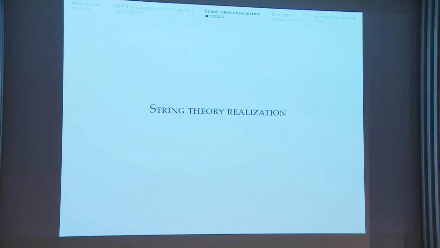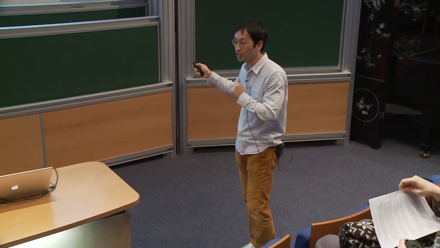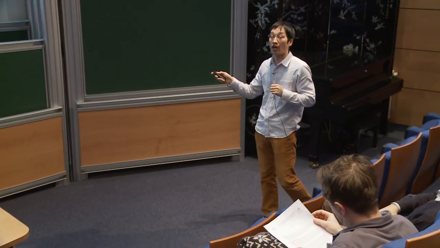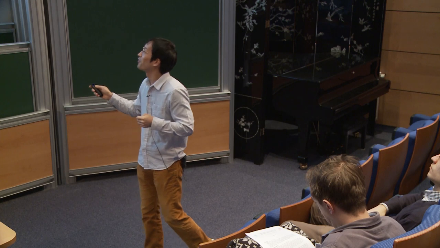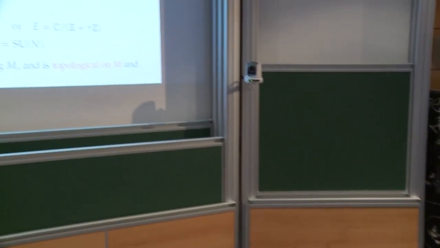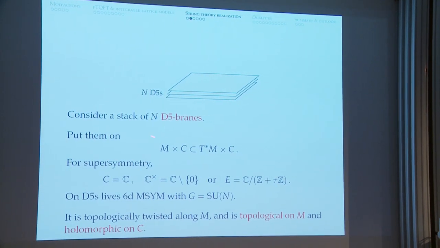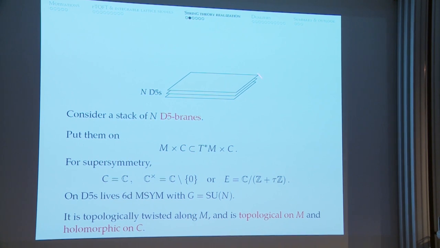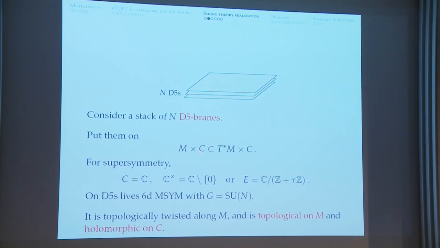I'd like to explain that there's a string theory setup which realizes this two-dimensional topological quantum field theory with extra dimensions naturally. So I'm diving into string theory and using branes and that kind of stuff. So, all right, be prepared. Consider type IIB string theory and take a stack of N D5 branes and put them on a manifold M times C, where M is the zero section of T star M and C is C. So the ten-dimensional spacetime is T star M times C.